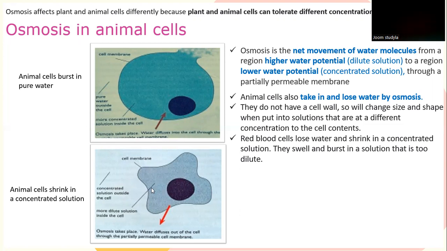And the second diagram is an animal cell shrinking in a concentrated solution, where osmosis takes place. Water diffuses out of the cell through the partially permeable cell membrane, and it causes the animal cell to shrink in a concentrated solution. There is a more dilute solution inside the cells, so this causes the cell to shrink.